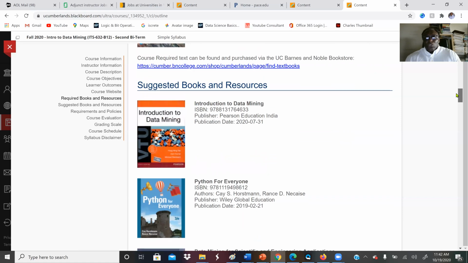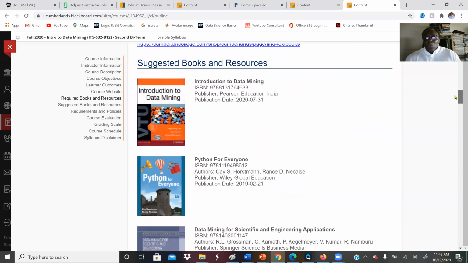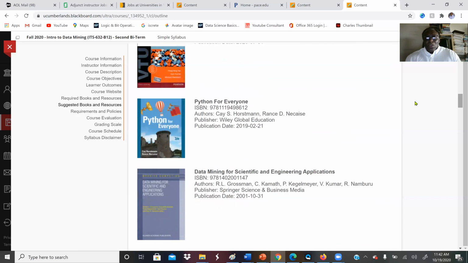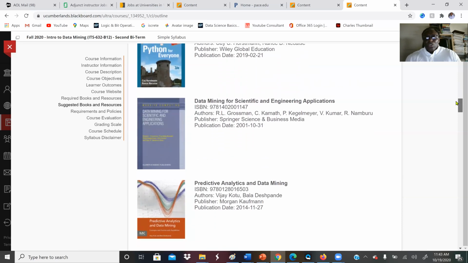And also there are a few suggested books. Actually, data mining is one of the subjects that has a lot of textbooks. The reason why: if I'm reading a machine learning textbook, it's more or less like I'm doing data mining also. There's a slight difference. We have Introduction to Data Mining. We have Python for Everyone. Again, in data mining, for the hands-on work, we can use either Python or R. Those are the two most common applications that we use for data mining.